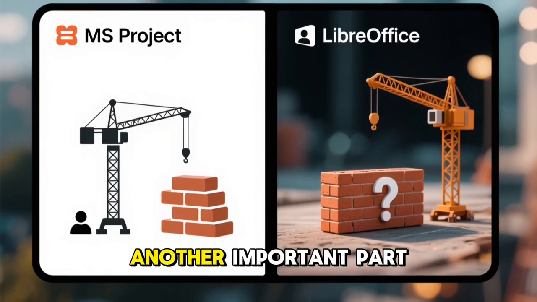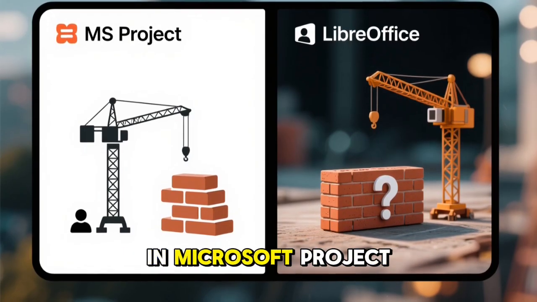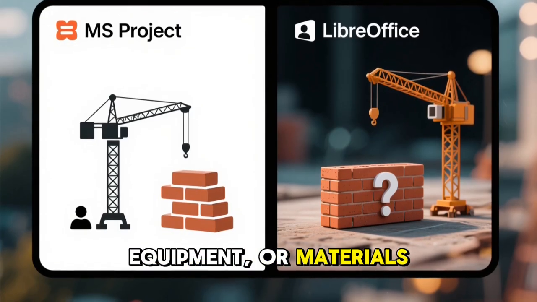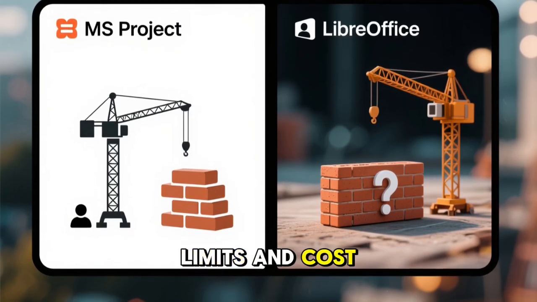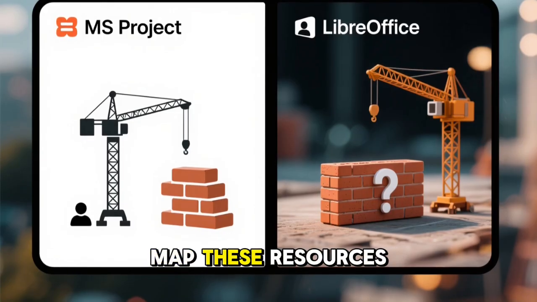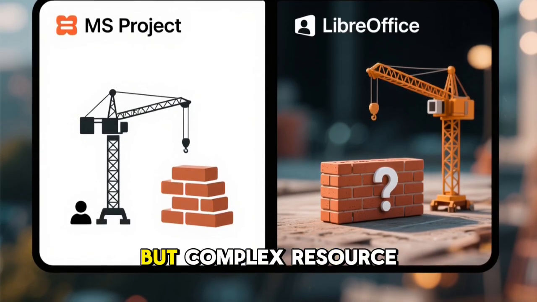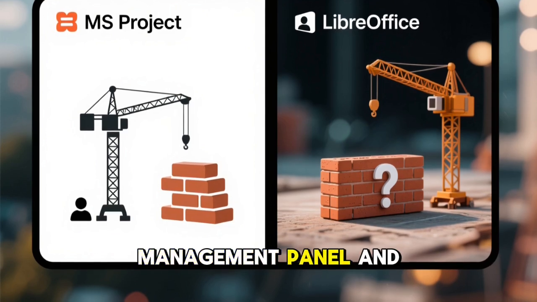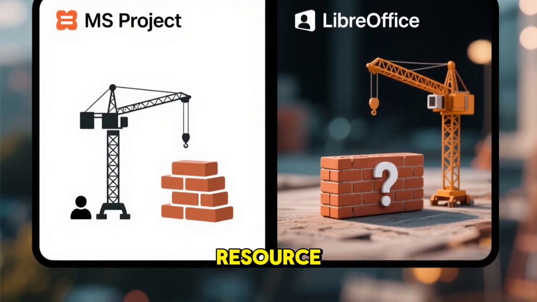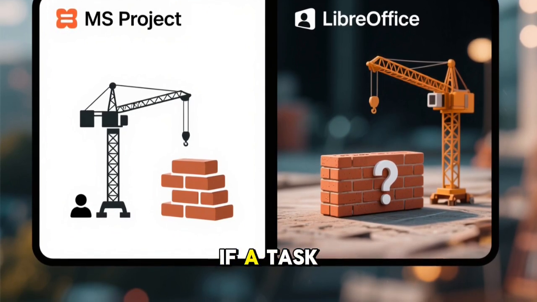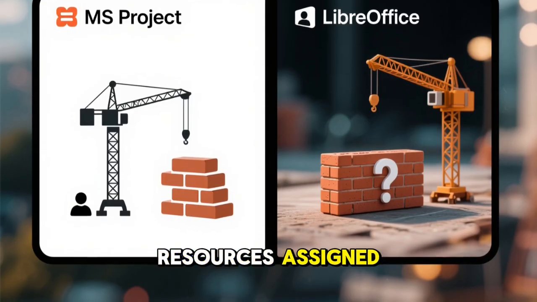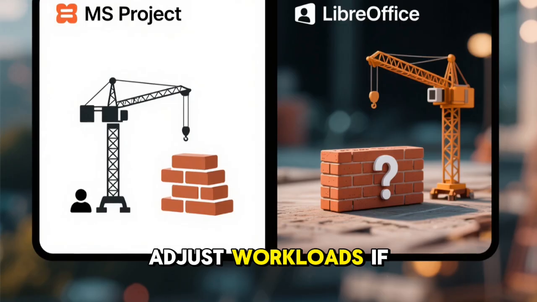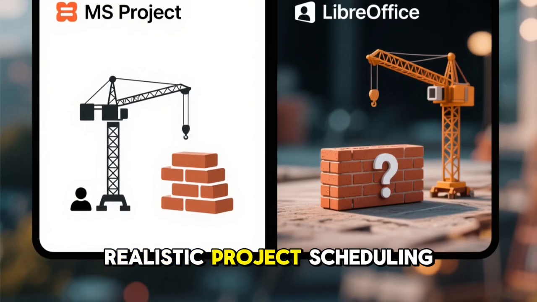Resource assignments are another important part of project compatibility. In Microsoft Project, resources can represent people, equipment, or materials, each with availability limits and cost rates. LibreOffice attempts to map these resources during import, but complex resource leveling rules might not translate perfectly. Open the Resource Management panel and confirm that each resource appears with the correct name and assignment. If a task originally had multiple resources assigned, check that they still appear correctly attached to the task. Adjust workloads if necessary to maintain realistic project scheduling.